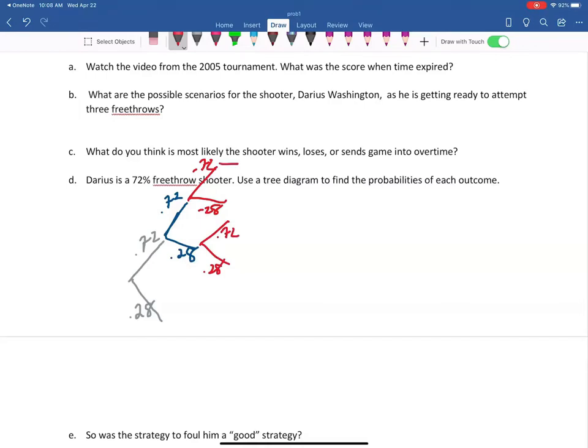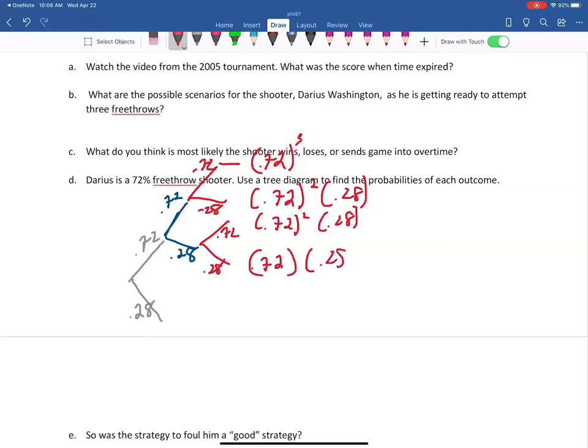So this one is 0.72 three times. Now the third one is 0.72 to the second and 0.28. I'm going to use some exponents here to write this a little more condensed. This one's going to be the same thing because he's making 2 out of 3. And this one is 0.72 times 0.28 to the second. So if you had something like this, then you're getting it, and that's just awesome.